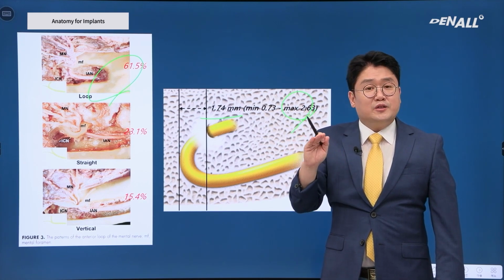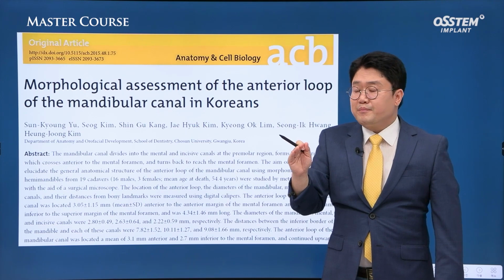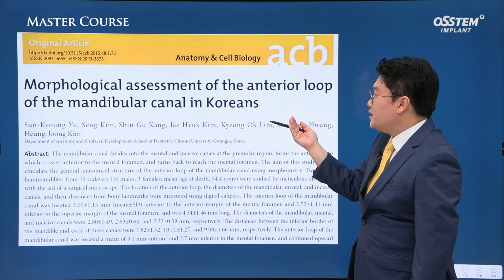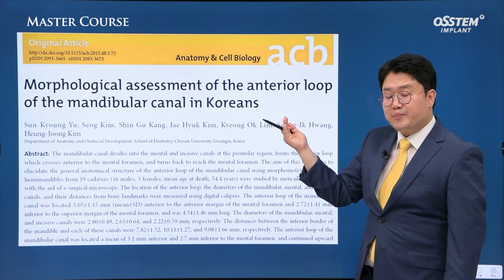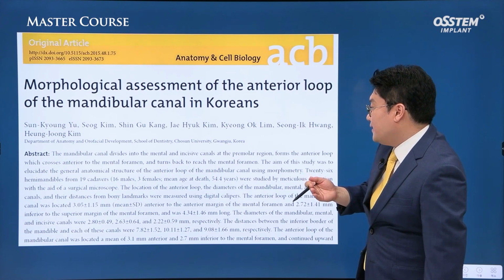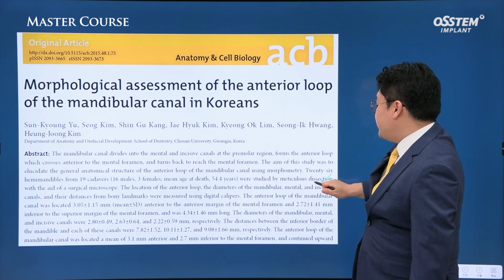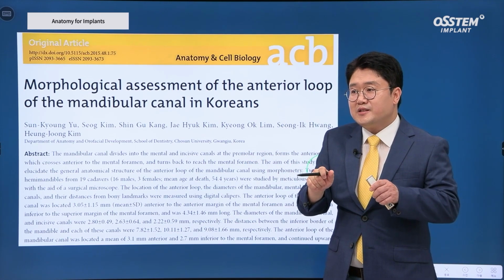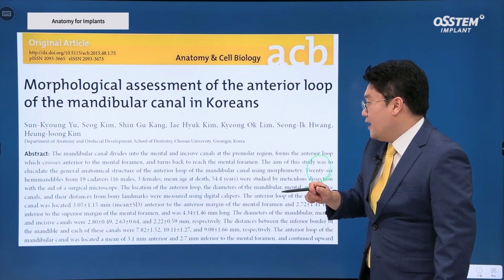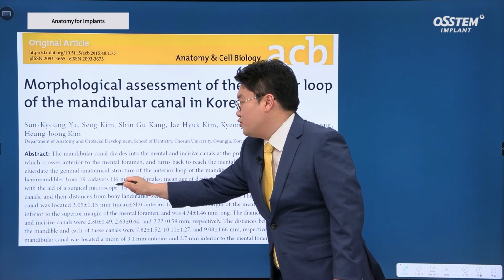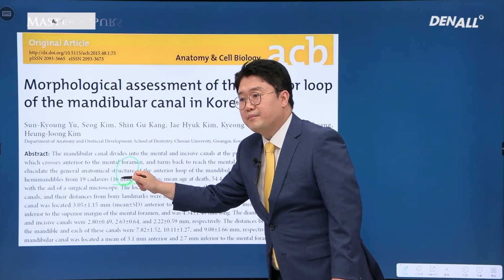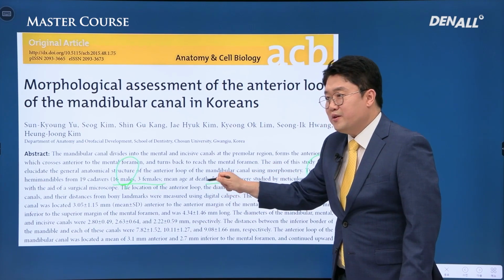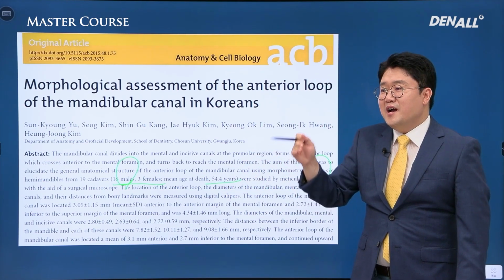Let's look deeper into data about Koreans. This was a study done by Yu. This was published in Anatomy and Cell Biology. This was published in 2015. If you look at this, 26 cadavers were dissected. What is interesting is that the percentage of males was larger between male and female. The overall age was 54.4. Please remember this.